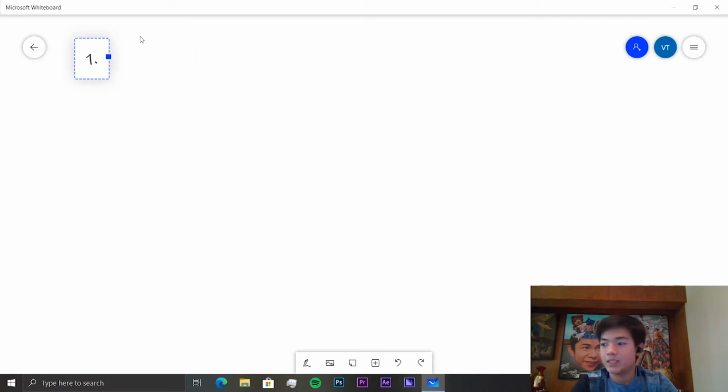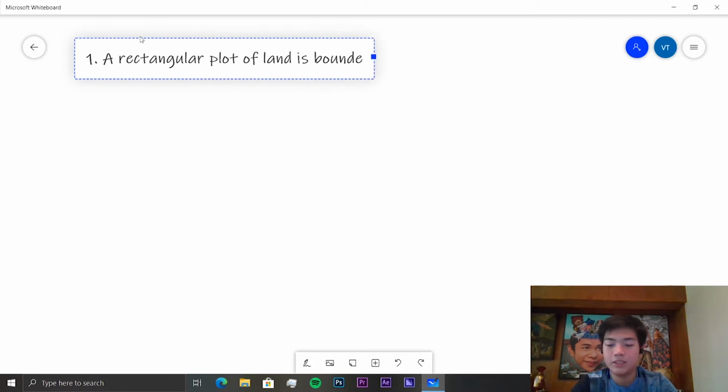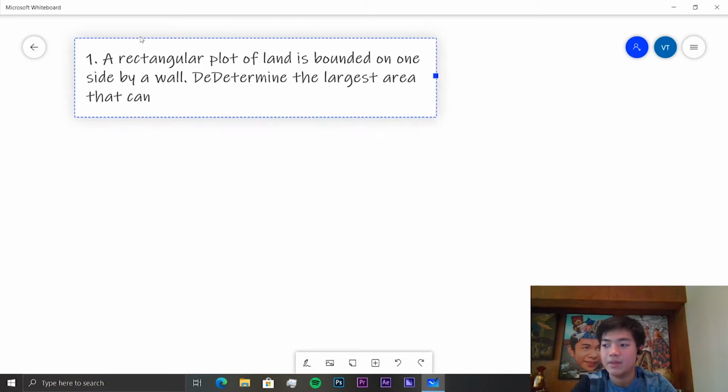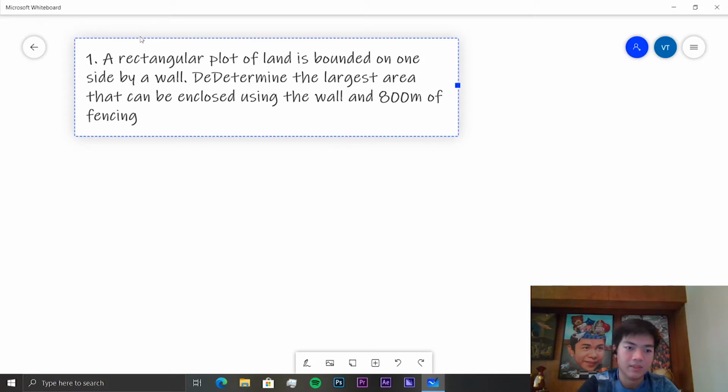So the first question is, a rectangular plot of land is bounded on one side by a wall. Determine the largest area that can be enclosed using the wall and 800 meters of fencing. Okay, so this is a pretty simple problem.